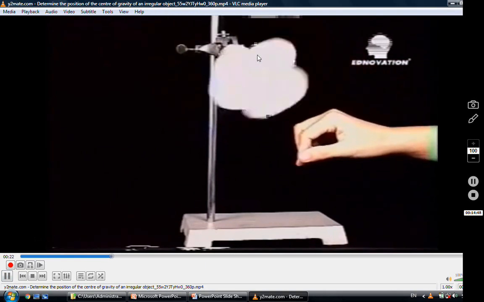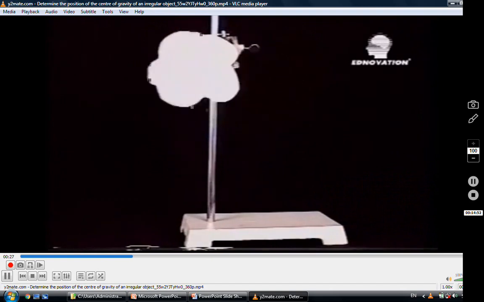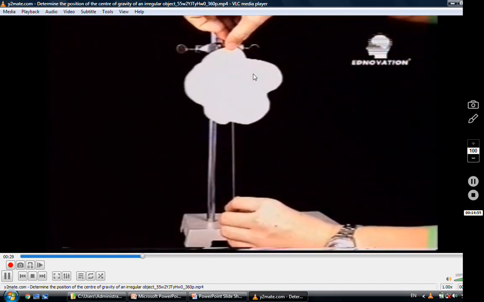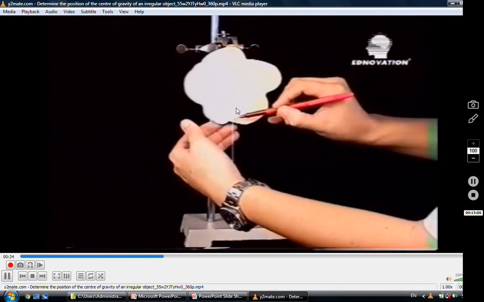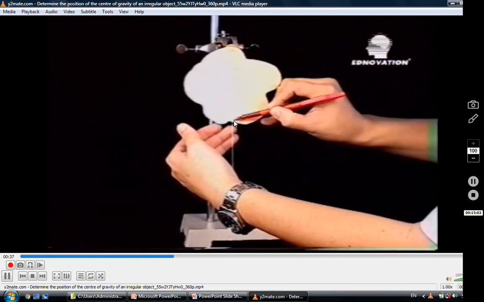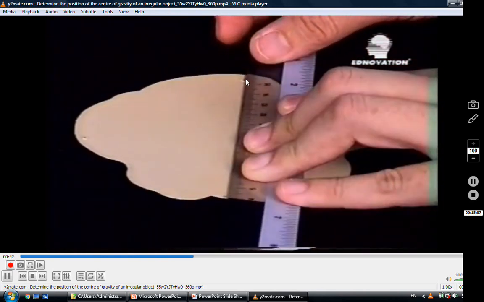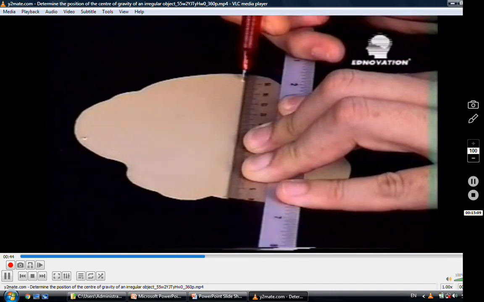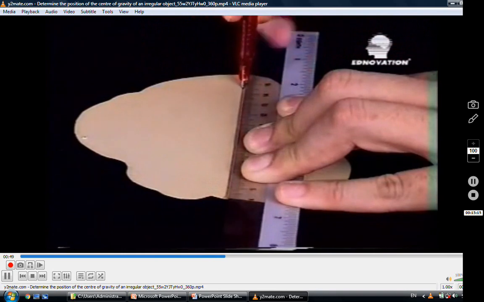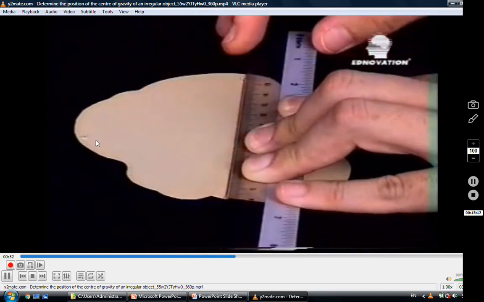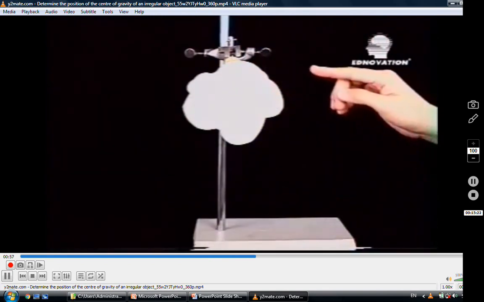Okay, swing, swing, swing until it stops. Then suspend the plumb line here. We will mark this point here, and then we will draw a straight line from the hole to that point. Now we will do the same with this hole, the same procedure with the other hole.